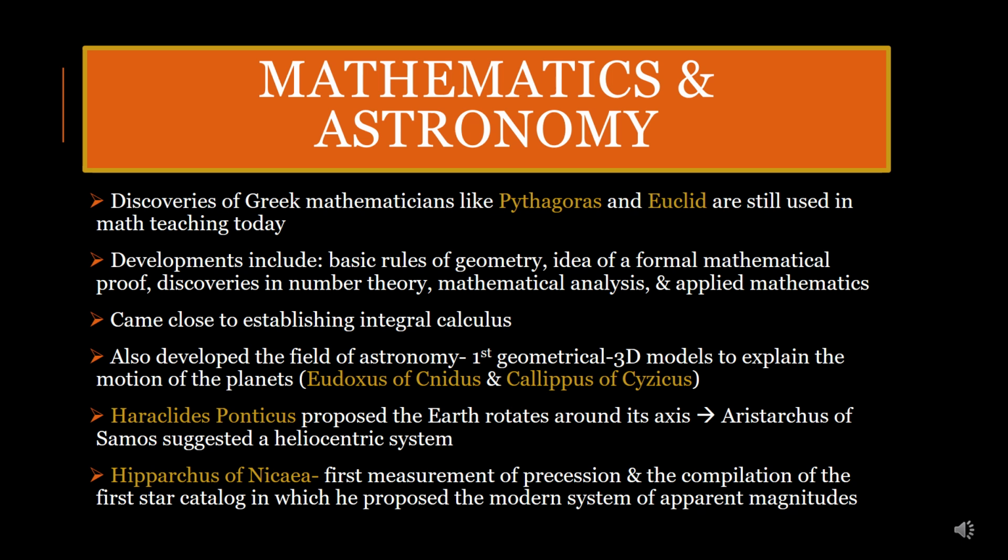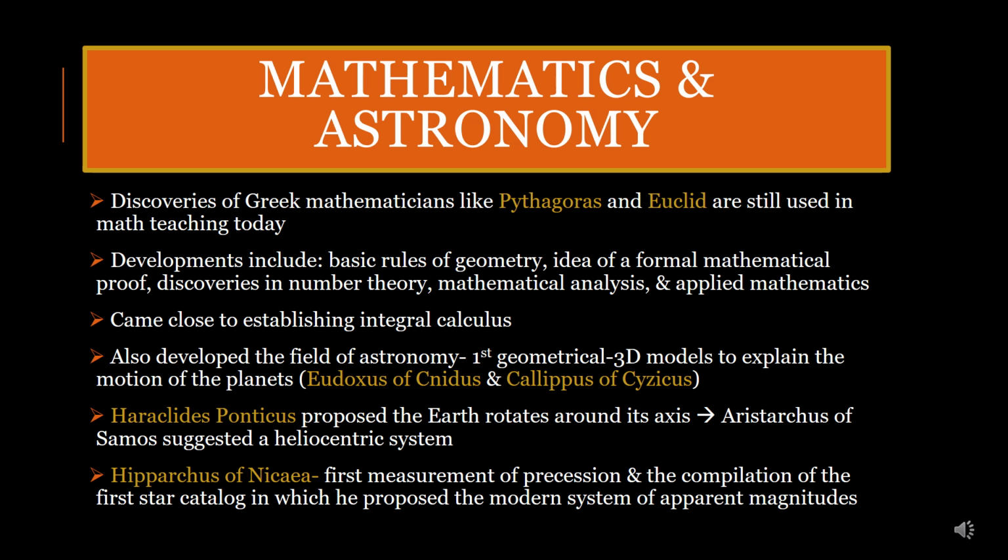The Greeks also developed the field of astronomy, which they treated as a branch of mathematics to a highly sophisticated level. The first geometrical three-dimensional models to explain the apparent motion of the planets were developed in the 4th century BCE by Eudoxus of Cnidus and Callippus of Cyzicus.